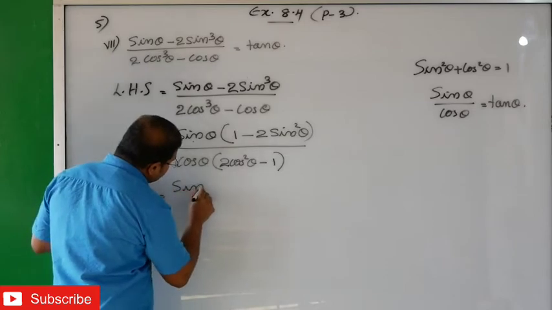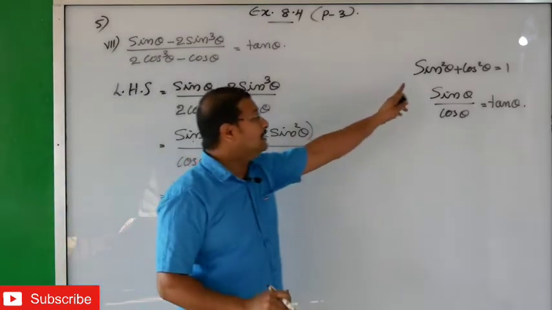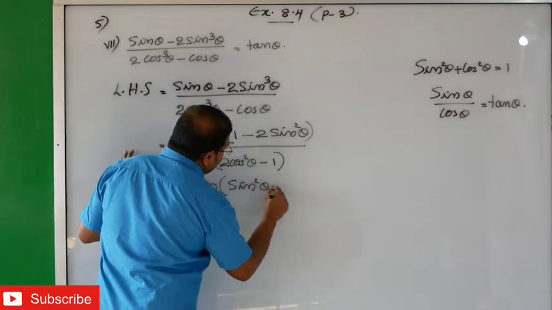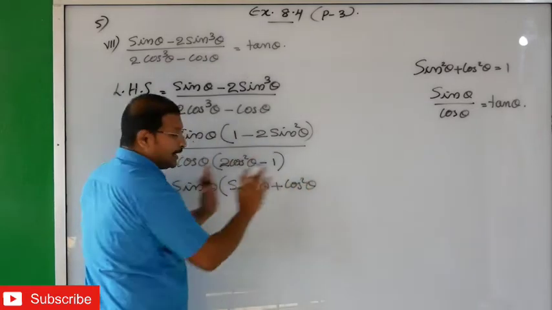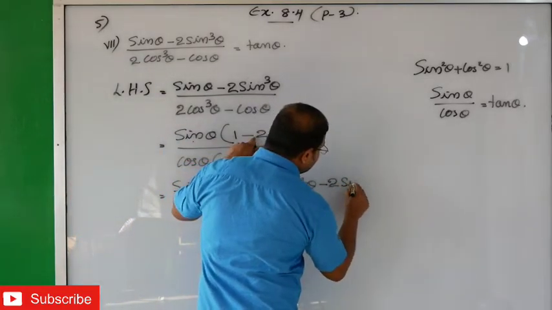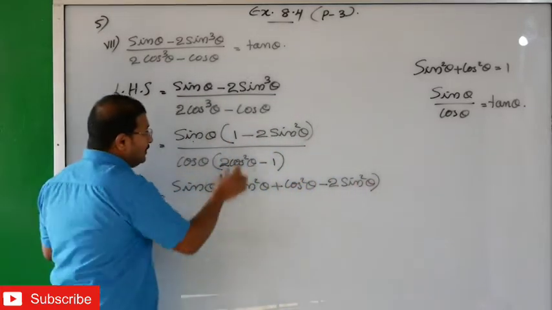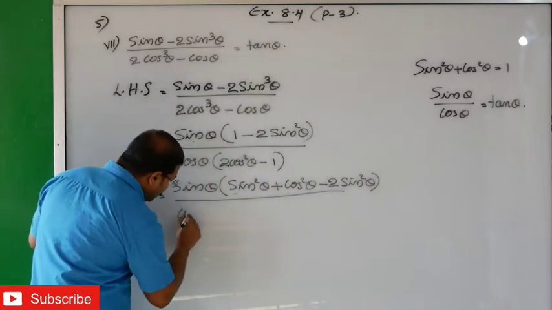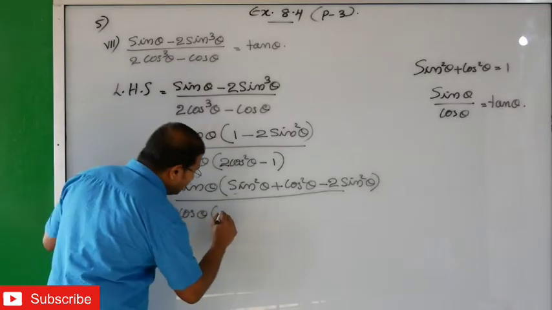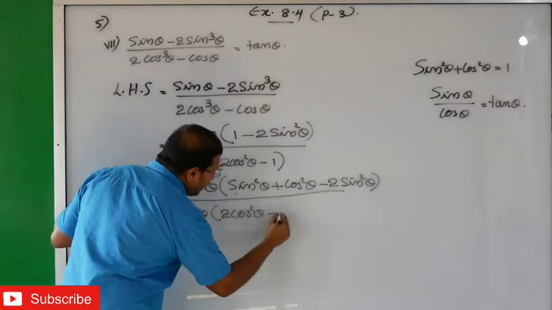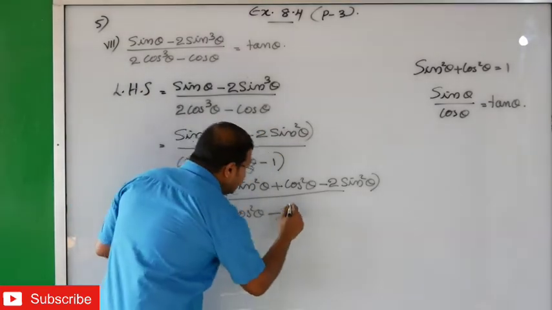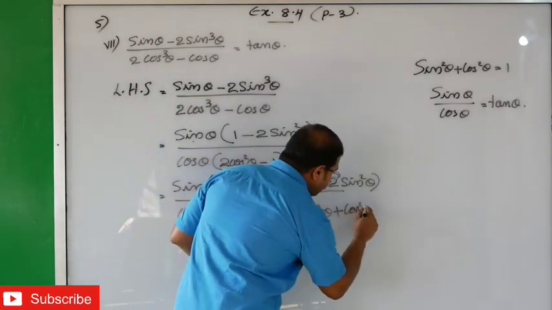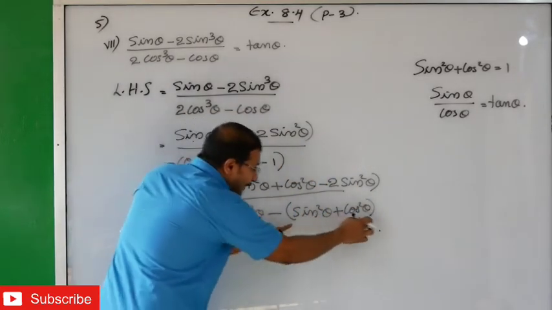Equals sin theta into, in place of 1, we will write sin square theta plus cos square theta, because of 1, minus 2 sin square theta, closing the bracket. See, in place of 1, we wrote this one, divided by, next one, cos theta bracket. 2 cos square theta minus, in place of 1, we will write sin square theta plus cos square theta. Careful, we have to put one bracket because there is minus.